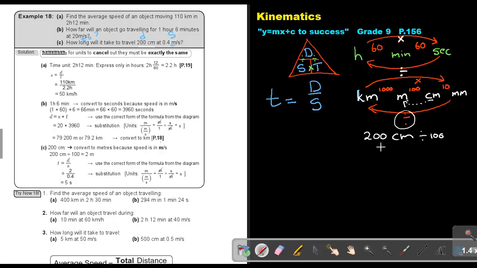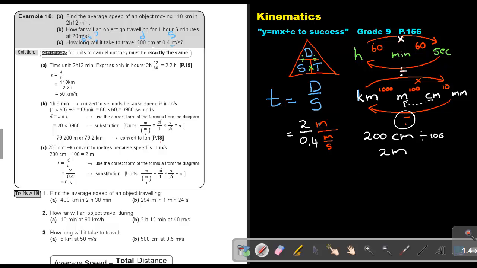And that will give me 2 meters. So if the distance is 2 meters, what is my speed? It's 0.4. Can I show you the units again? This is now in meters, and this is in meters per second.